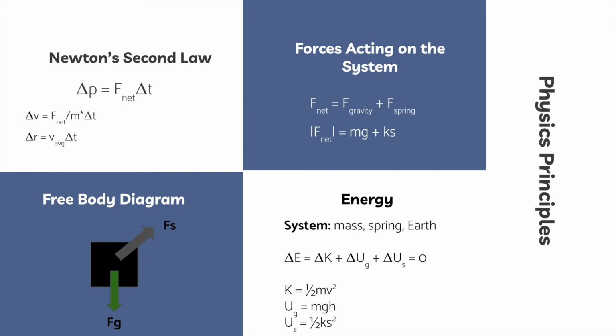The forces acting on the system are going to be the force of gravity and the spring force. The magnitude of the net force is going to be equal to the mass times the gravitational constant of the Earth plus the spring constant multiplied by the stretched or compressed distance of the spring. Here we can see the free body diagram of the forces acting on the system, which is the force of gravity and the force of the spring.